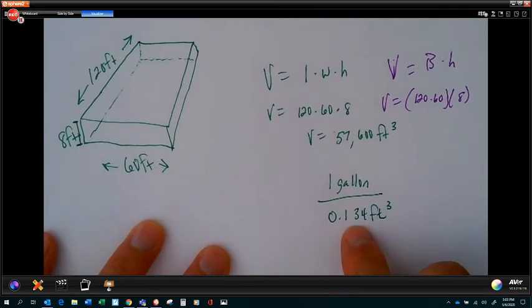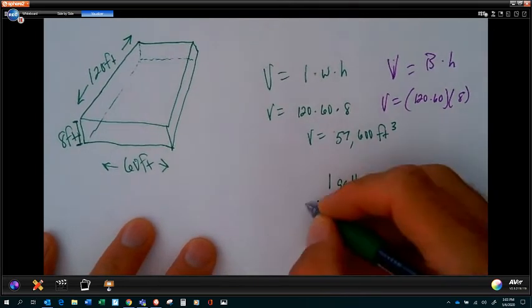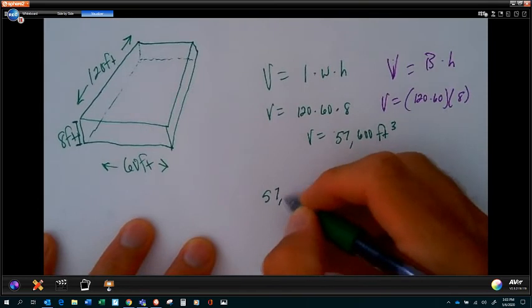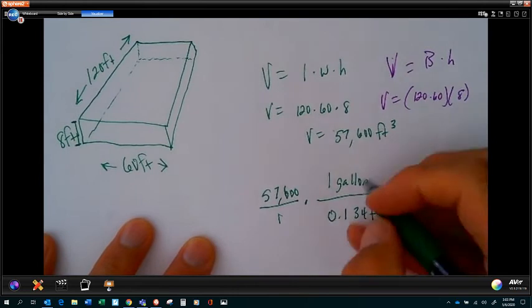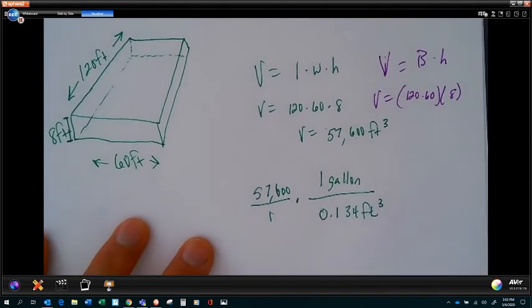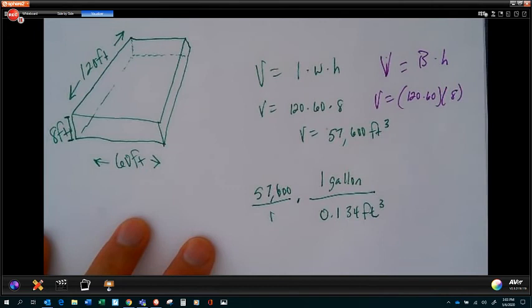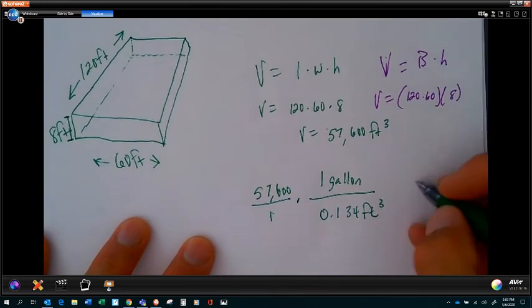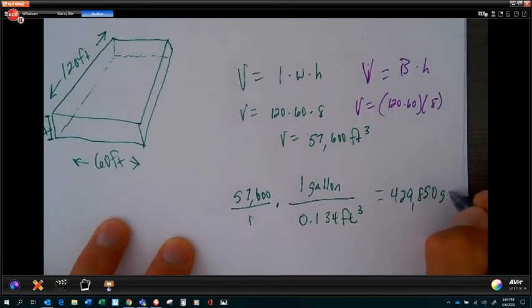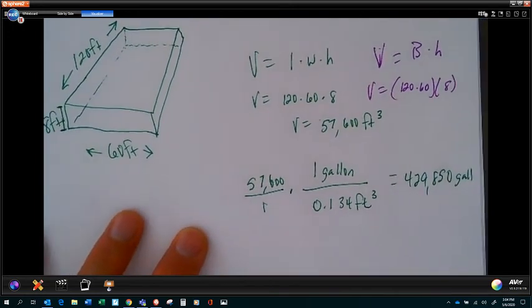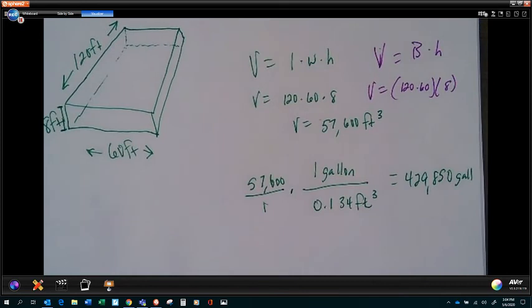So if we're going to use this conversion factor, then we're just going to multiply the 57,600 cubic feet by it, canceling out the cubic feet, which gives us, we just divide that by 0.134, and that gives us 429,850 gallons of water.